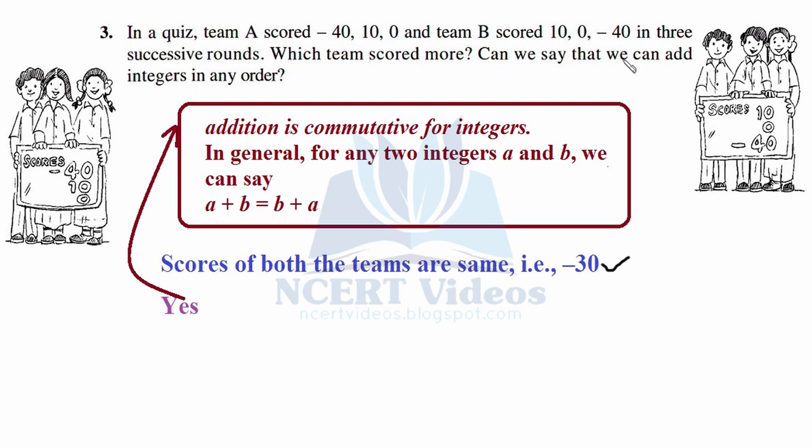Can we say that we can add integers in any order? Well, yes, we can say. Why? Because we have studied in this chapter that addition is commutative for integers. For example, if you swap -40 and 10 as it was in the case here, in general for any two integers A and B, we can say that A plus B equals B plus A. So it is commutative. Commutative is just changing their positions. So here A was -40 and B was 10. There B was 10 and A was -40. Therefore addition is commutative for integers.